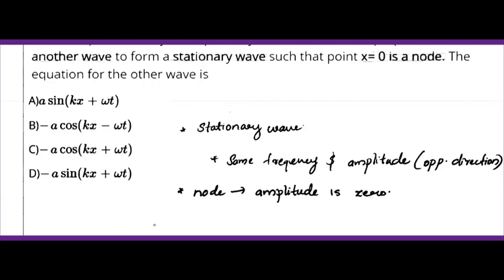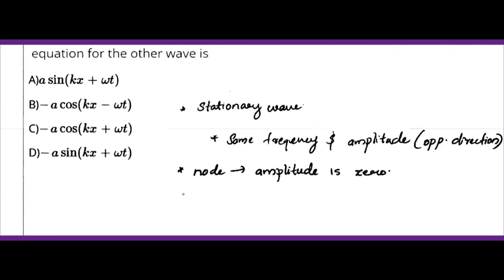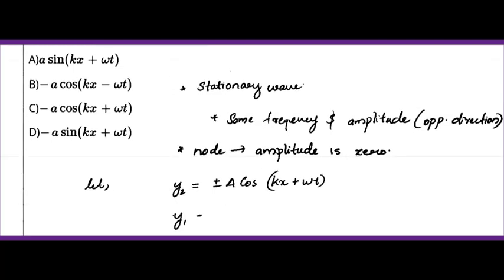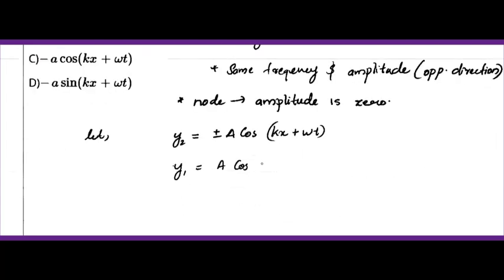So first of all, let us assume that y2 is the second wave, that is y2 equals plus or minus a cos(kx plus omega t). And let y1 be the given wave, that is y1 equals a cos(kx minus omega t).